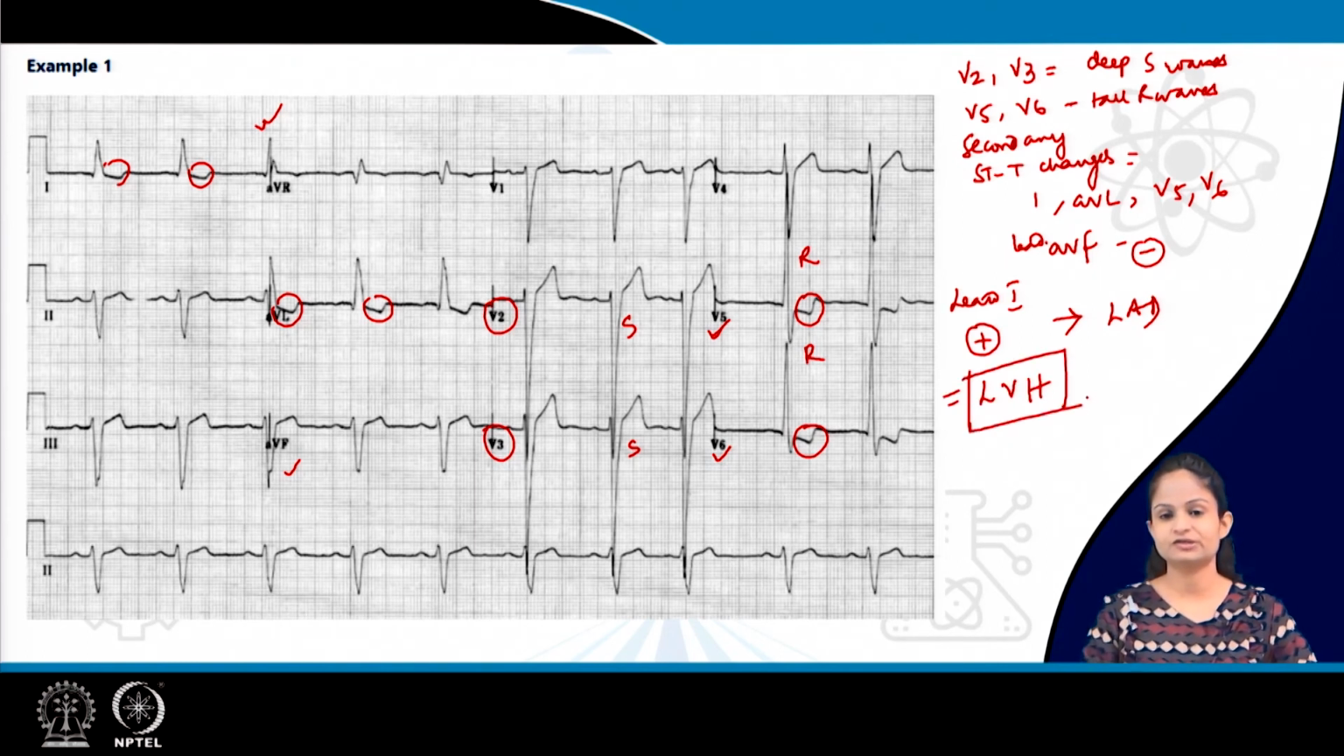So, with all this, this is very much conclusive of left ventricular hypertrophy. There are deep S waves in V2 and V3, there are tall R waves in V5 and V6, there are secondary ST and T changes, and there is left axis deviation. So, this is left ventricular hypertrophy.